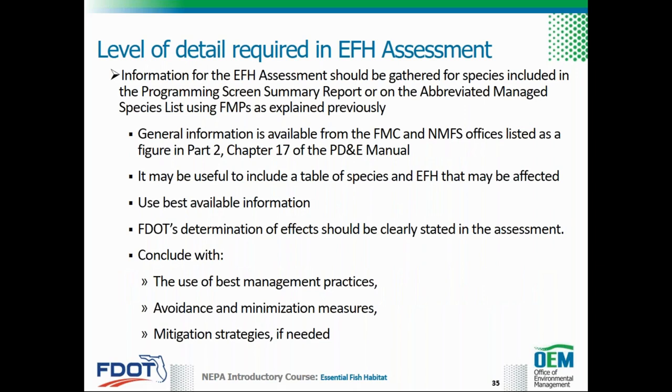Information for the EFH assessment should be gathered for species included in the Programming Screen Summary Report or on the abbreviated managed species list using the fishery management plans as explained previously. General information is available from the Fishery Management Council and NMFS offices listed as a figure in Part 2, Chapter 17 of the PD&E manual. It may be useful to include a table of species and EFH that may be affected. The best available information must be used to determine the effects of the proposed project on EFH. FDOT's determination of effects should be clearly stated in the assessment.